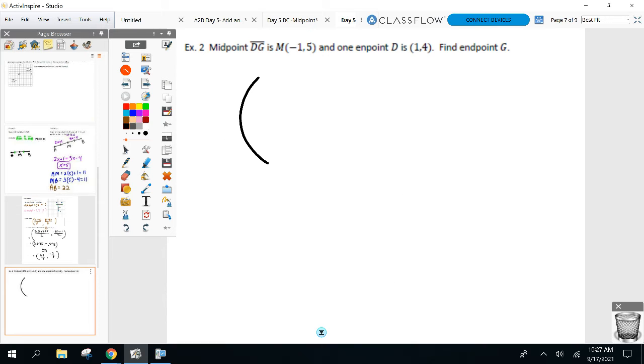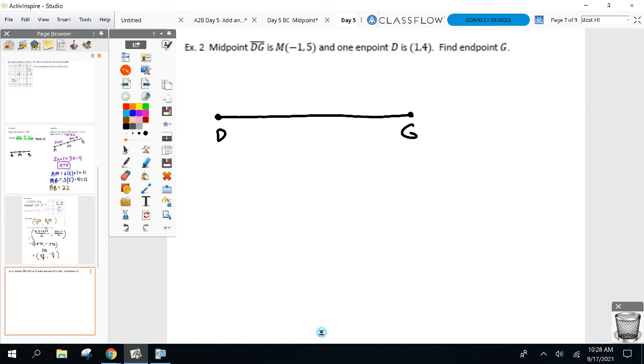And that is the following. I will give you an endpoint, and I'll give you the midpoint. I want to know the other endpoint. So here you go. Just for visual purposes only. Here's what this, I got line segment DG. Here's what this problem is saying right now.